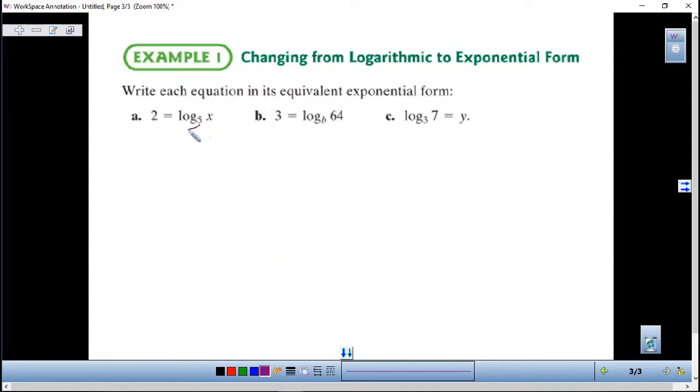Alright, so if I do 5 to the second power equals x, I can go ahead and simplify that and do 25 equals x. If you were solving it, that's what you could do. Alright, and here b to the third power equals 64. And here, even though the equals is on the other side, it still works. You're going to start with a base, go across the equals, then come back across. So 3 to the y equals 7.